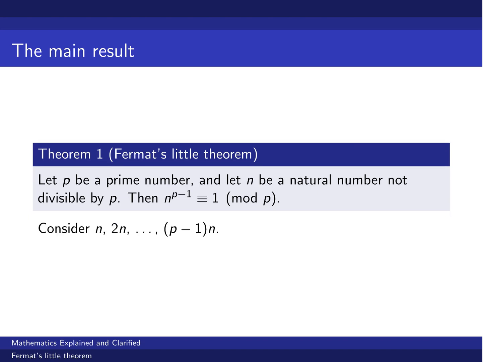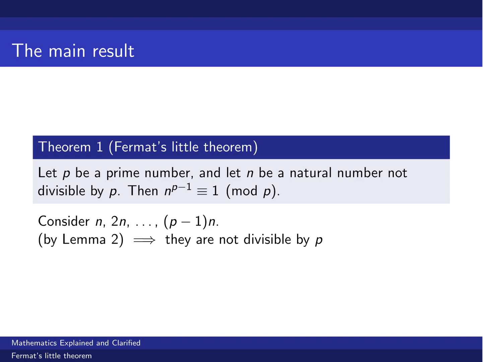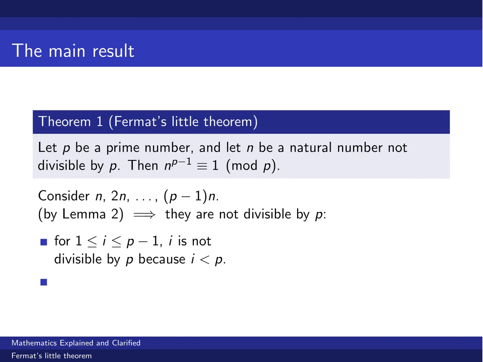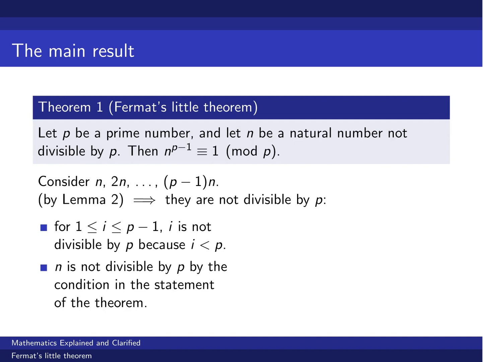And we are going to prove it. Let's consider the numbers n, 2n, 3n, and so on, up to (p minus 1)n. In total we have p minus 1 numbers. Notice that by lemma 2, all of them are not divisible by p. Why is that? If we pick a number i between 1 and p minus 1, then i is not divisible by p because i is strictly less than p. And n is not divisible by p by the condition in the statement of the theorem. Then if we apply the statement of lemma 2, we get that i times n is not divisible by p.